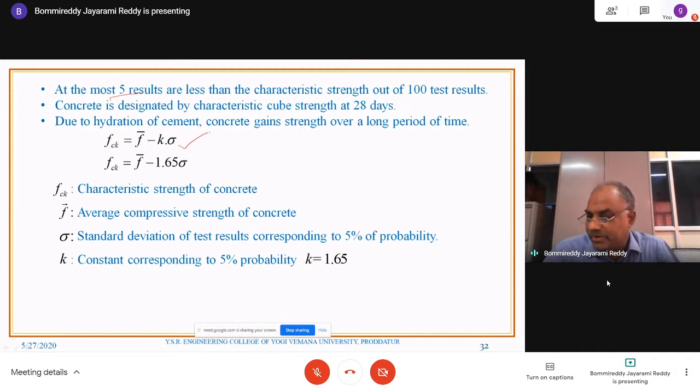This is the generalized term. This is only for 5%. If the percentage is different, the K value is also different. So these are the notations: FCK characteristic strength of concrete, F bar average compressive strength of the concrete, sigma standard deviation, K the constant corresponding to 5% probability. For some other probability, the values are again different.